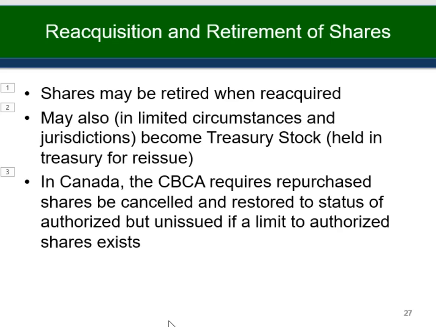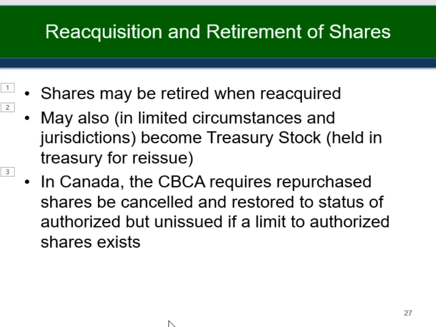So there are a number of good reasons to do that, but we're mostly interested in the accounting for this here. So it's possible that the shares might be retired when they're reacquired, so they may be actually taken out of authorized and issued status. They may also become treasury stock, and treasury stock means that we're holding them to reissue them. So the employee stock option justification that we just read about would require treasury stock to be held for reissue later. They may be retired, they may be held as treasury stock.